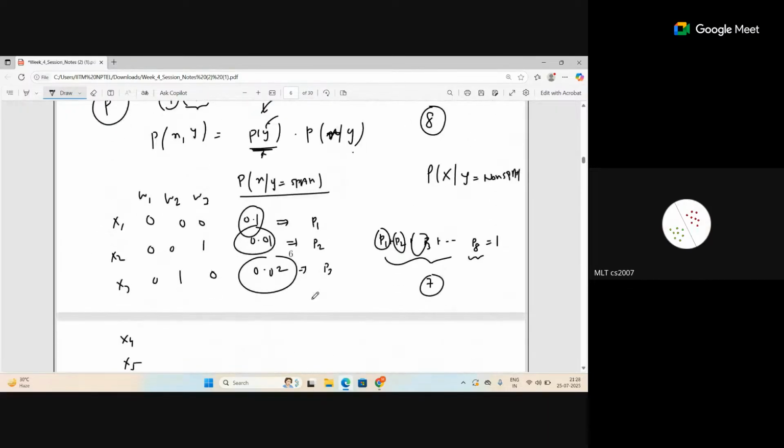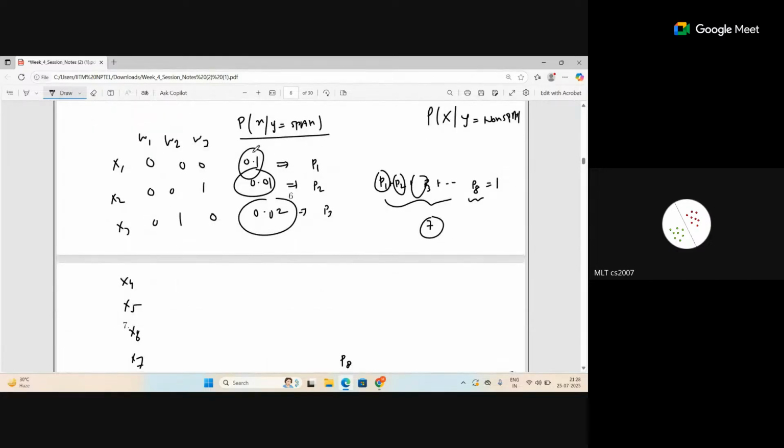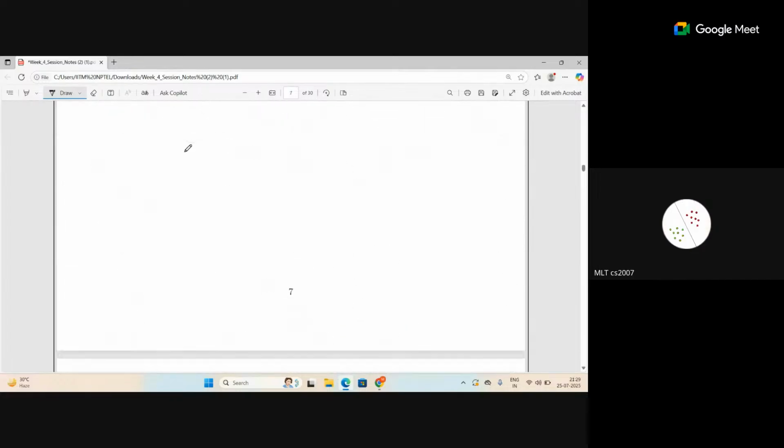Because we are treating this as probabilities of sentences, spam sentences, but we are not actually looking into the words. So let us say if I look into the words instead of sentences, what will happen now?